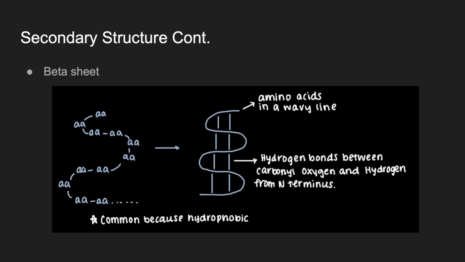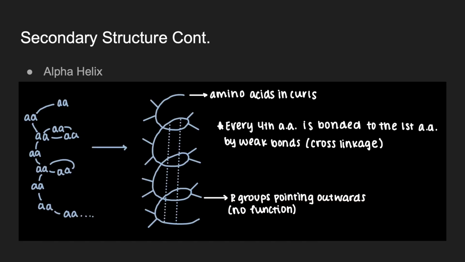We will now go into beta sheets, which are a part of secondary structure. On the left of this image, you can see a wavy line of amino acids all bonded together. When we go to the right of the image, you can still see the amino acids in a wavy line. There are vertical bonds in this image. These show the hydrogen bonds between carbonyl, oxygen, and hydrogens from the N-terminus. This is hydrophobic.